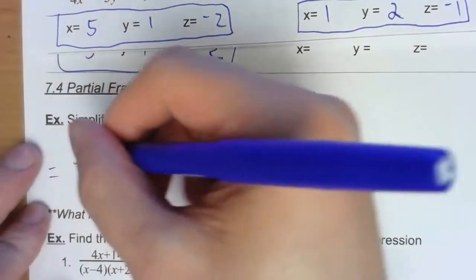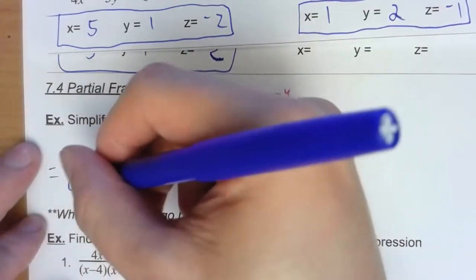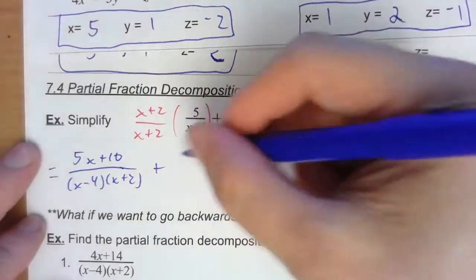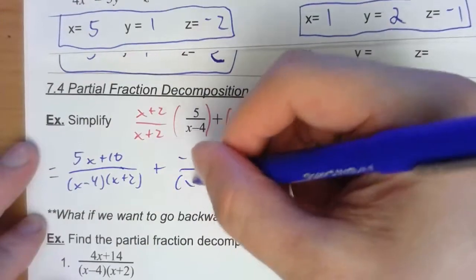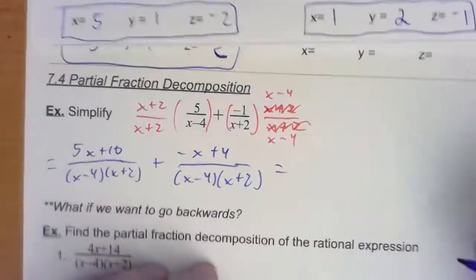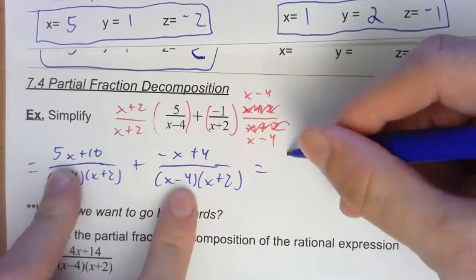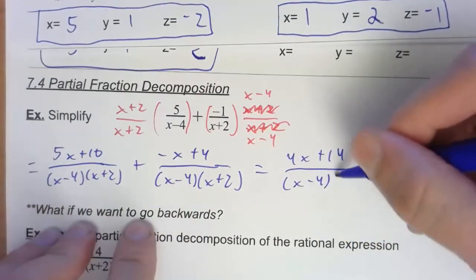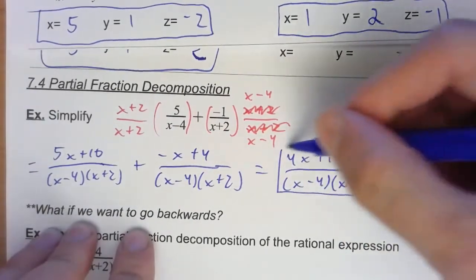And so we've got 5x plus 10. And then we've got our common denominators, x minus 4, x plus 2. And then over here we've got negative x plus 4. And then that same common denominator, x minus 4, x plus 2. And so once we've got those common denominators, then we can add them together, combine those like terms, 4x plus 14. And if you wanted to multiply out the common denominator, you could, or we often just leave those factors. Okay, so hopefully you remember how to do that.